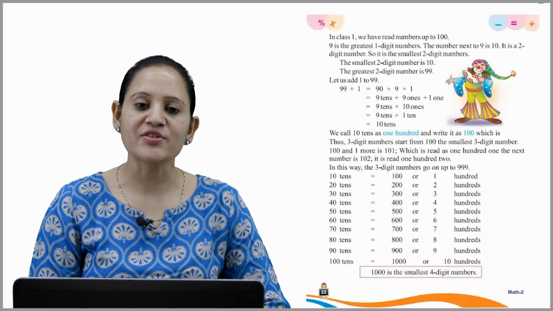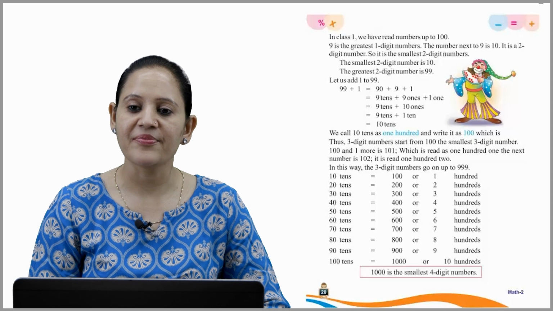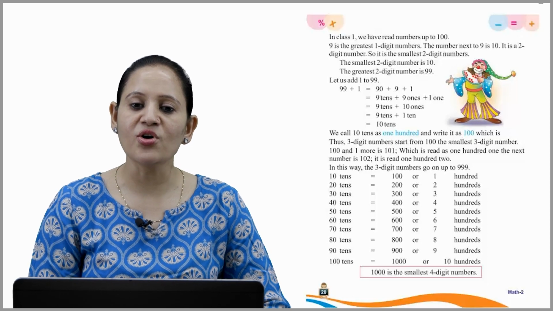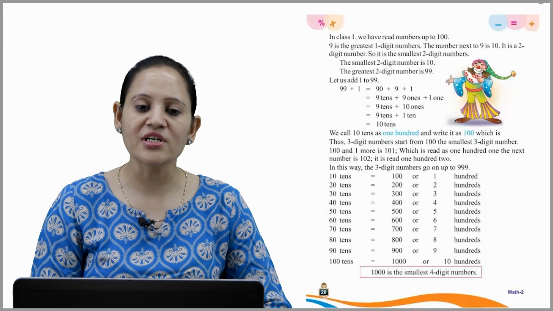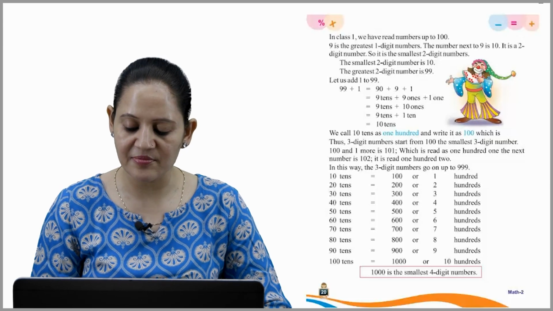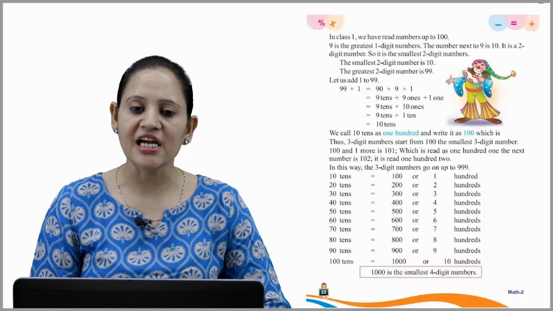Next, in class 1, we have read numbers up to 100. 9 is the greatest 1-digit number. The number next to 9 is 10. It is a 2-digit number, so it is the smallest 2-digit number. The smallest 2-digit number is 10 and the greatest 2-digit number is 99. Let us add 1 to 99, so we get 90 plus 9 plus 1. 90 means 9 tens plus 9 ones plus 1.